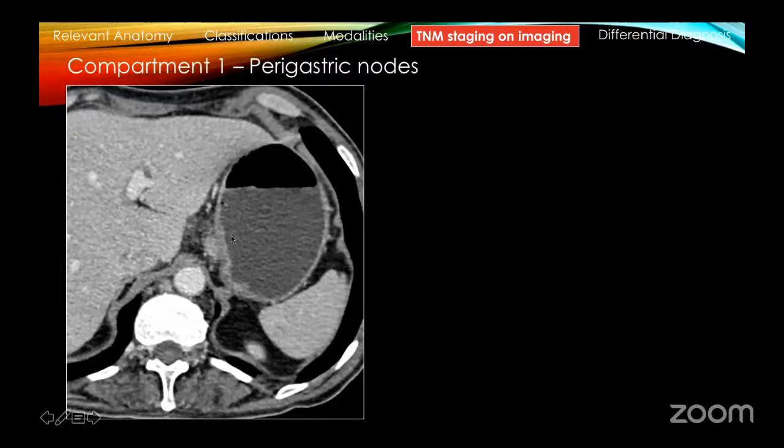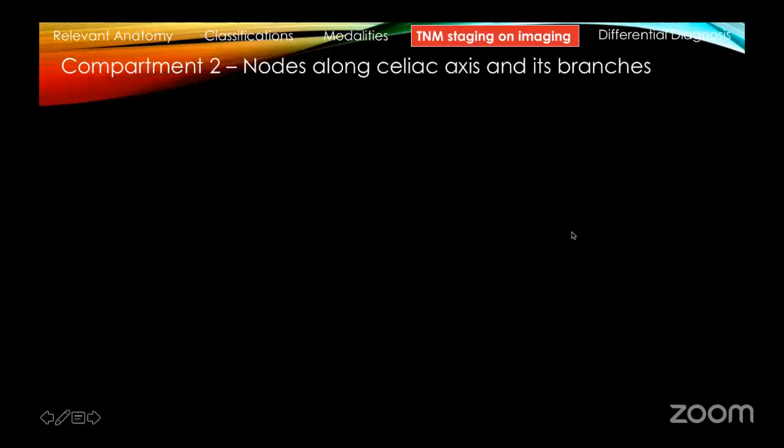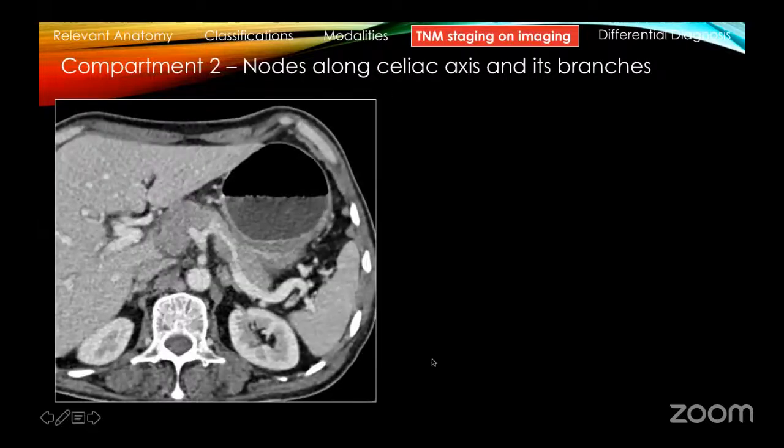So this is a plaque-like lesion here along the lesser curvature, and this is the contiguous node here in the perigastric or the gastrohepatic region, if you may call, along the lesser omentum. Also, you see some kind of fat stranding here. Normal fat is like this, black, and here it is dirty like this. So there is some fat stranding, and possibly there could be a disease dissemination here. So that's the perigastric nodes. We see another small perigastric node here in the gastrohepatic region.